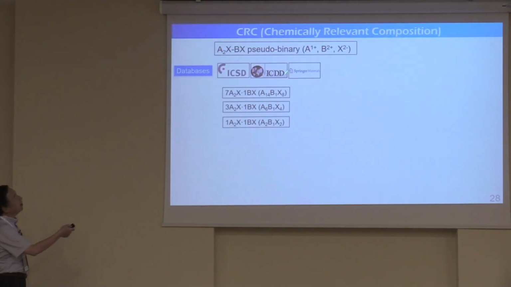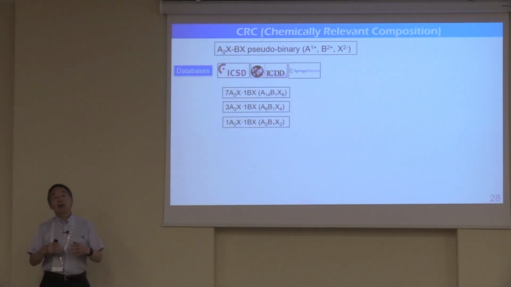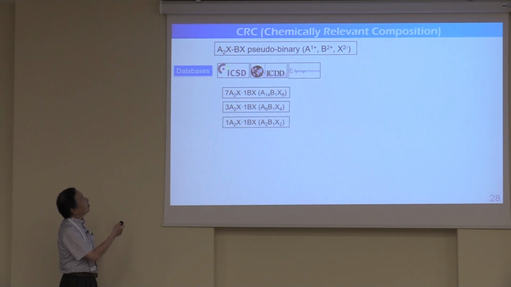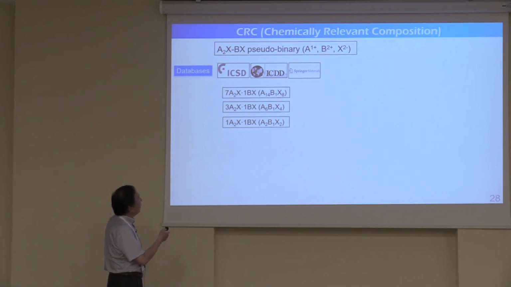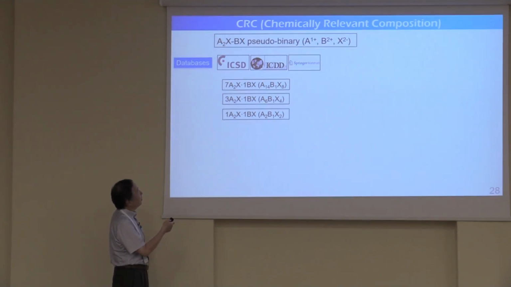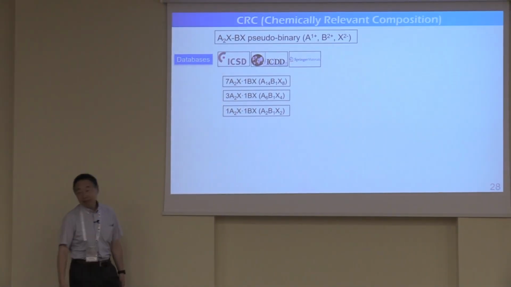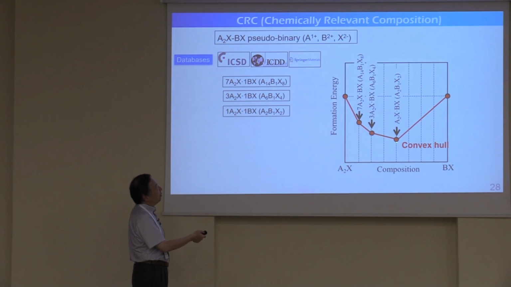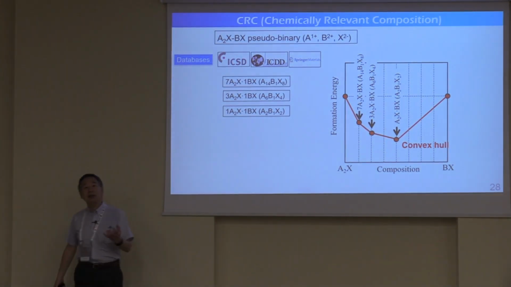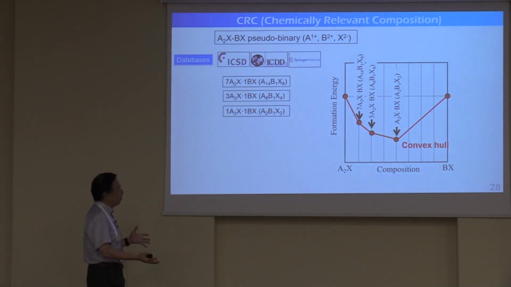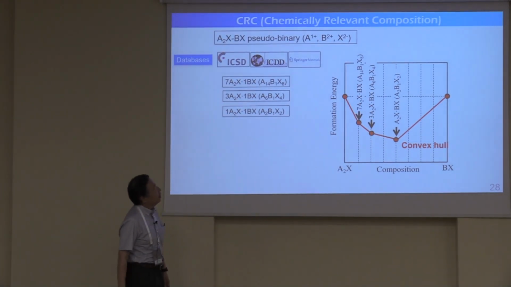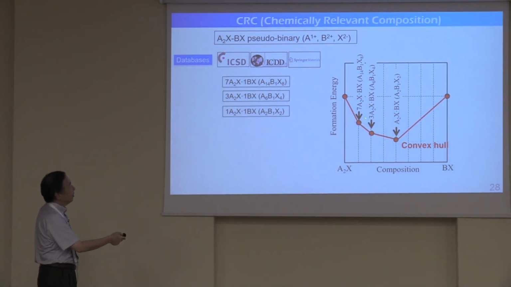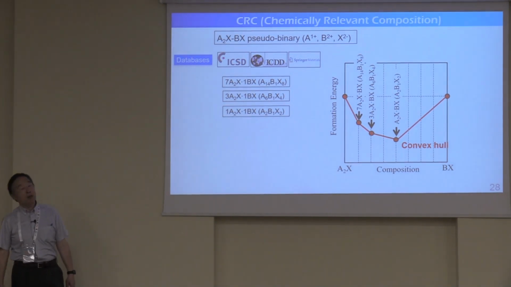So let me explain what is chemically relevant composition. If you look at this type of database, for example, in the pseudo-binary oxide or pseudo-binary compound, you may find this type of compound with compositions 14, 18, 614, 212, and nothing else. When you perform first principles calculations, you can find that those compounds are on the convex hull. This was already explained in the morning session. If you look at the Materials Project database, they also have this type of convex hull. And here also, the formation energies from first principles calculation are on the convex hull. So they are thermodynamically stable compounds.